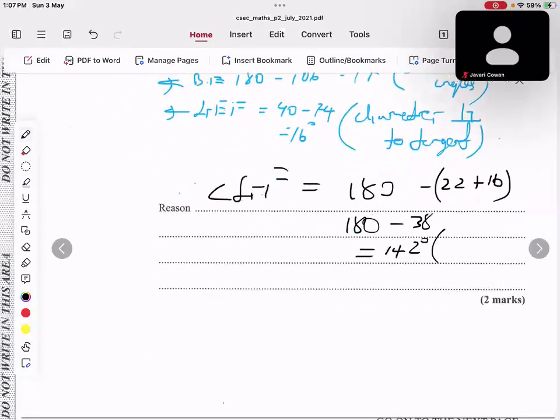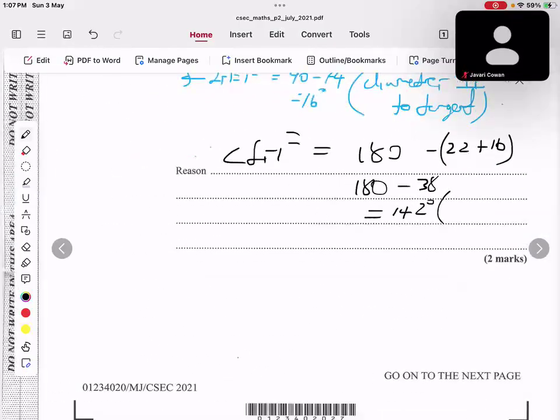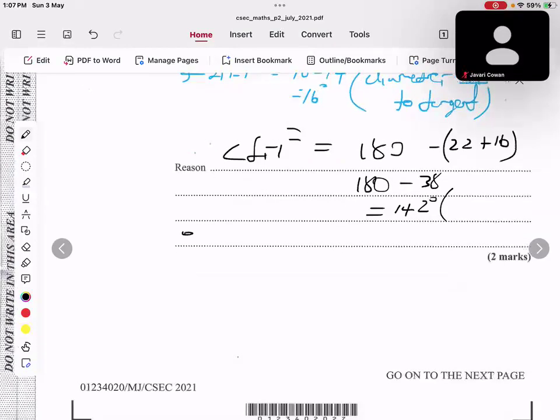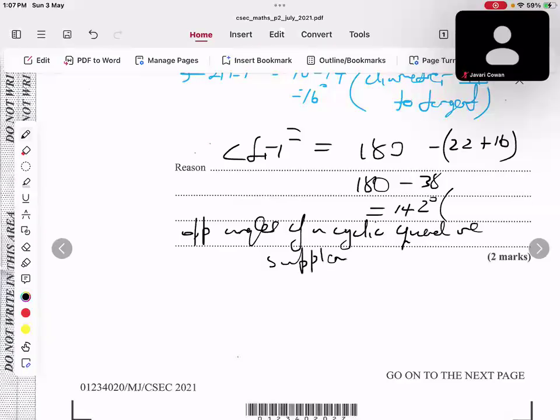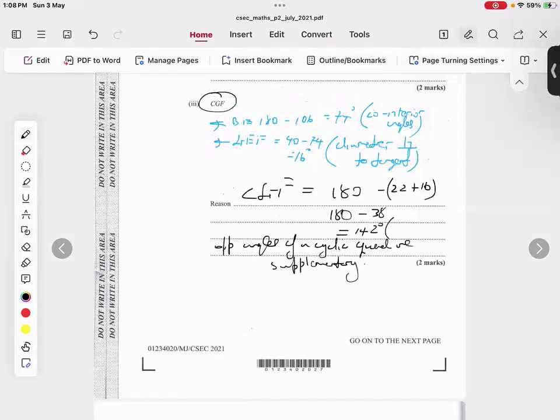What's the reason? Opposite angles of a cyclic quad are supplementary. So opposite angles of a cyclic quad are supplementary. All right. So that is how you would answer a question like that. It's a tricky question. You have to know your theorems. That's pretty much all I'm saying. You have to know your theorems.